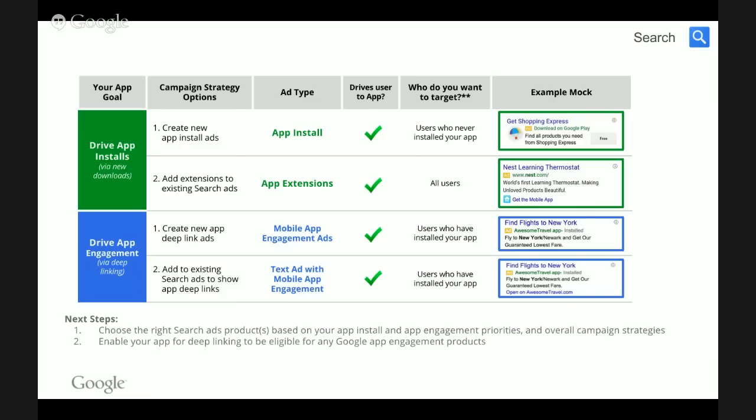However, the second one gives you 2 options. If you click the ad, you go to the website, as you can see, the Nest Learning Thermostat. However, you can see below, in light blue, it says get the mobile app. If you click here, you go to the App Store.